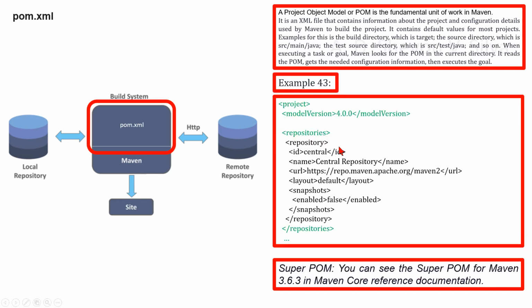Now we are considering the super POM. You can see the super POM for Maven 3.6.3 in the Maven core reference documentation. This is a segment of it. The super POM is Maven's default POM. All POMs extend the super POM unless explicitly set, meaning the configuration specified in the super POM is inherited by the POMs you create for your projects.